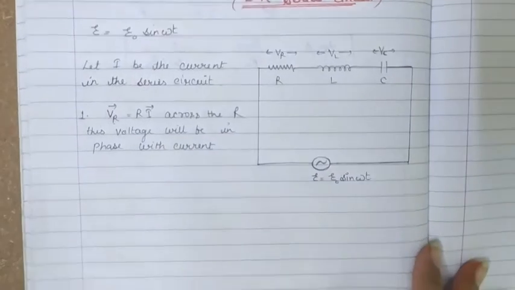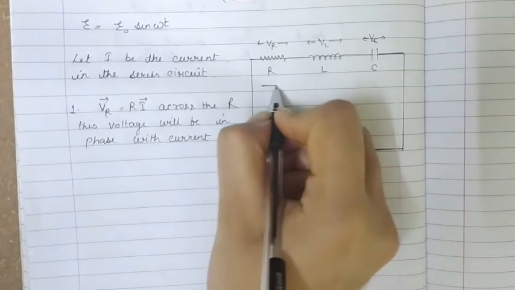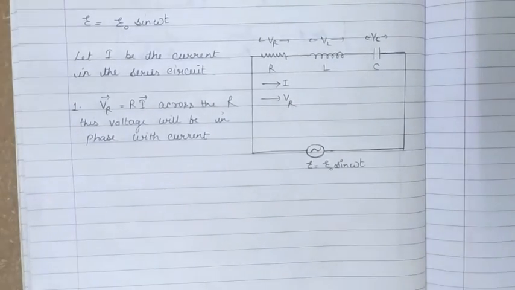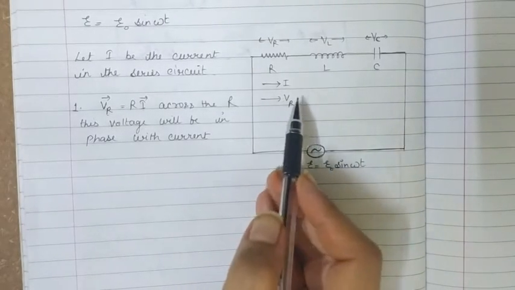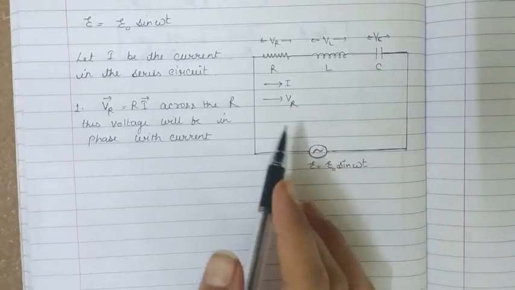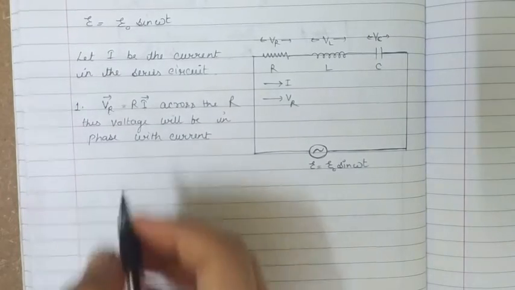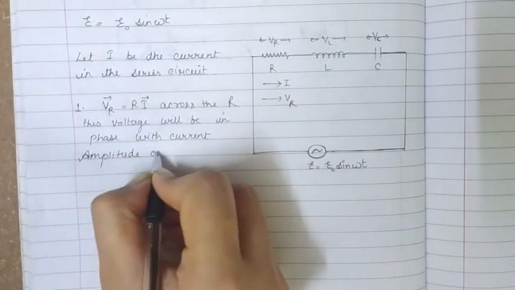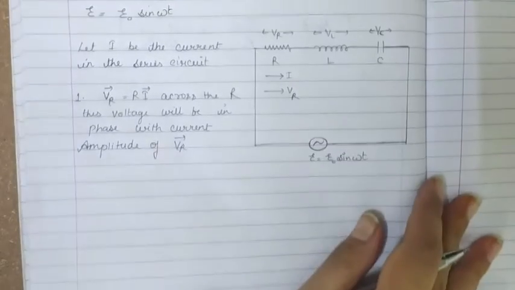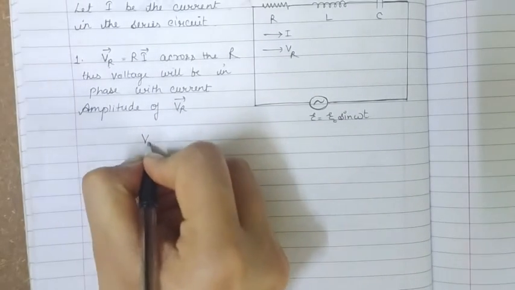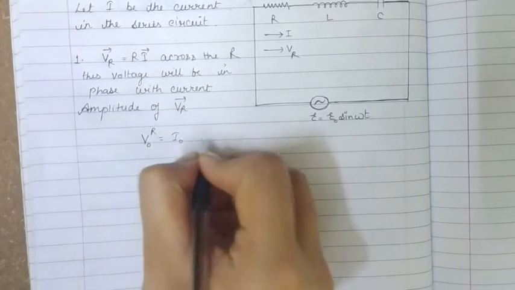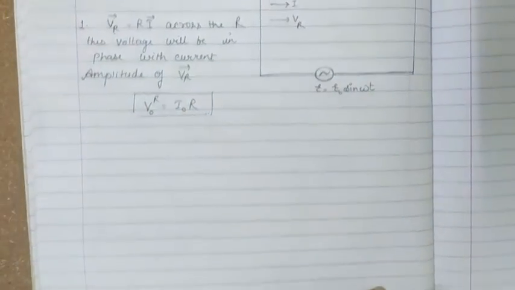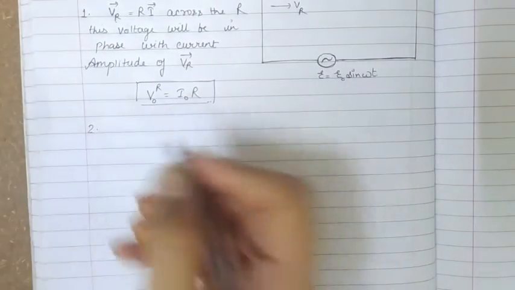So in the diagram we have to show like this, that if this is the direction of current, then voltage is in the same direction. Now we are talking about the voltage VR only, not about the inductor and capacitor. So VR and I are in the same direction, and the maximum value of the phasor VR is V naught R is equal to I naught R. This is for resistance.